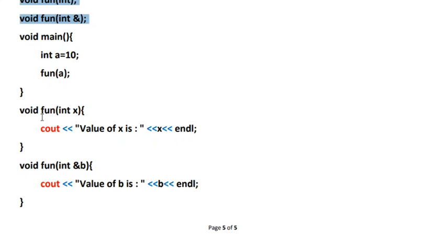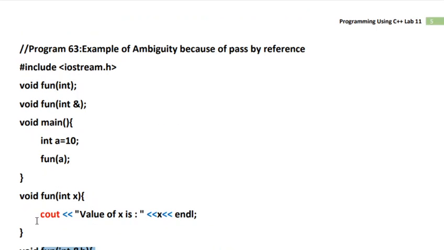Here you see I have a function definition for a function that takes in the value of the variable and a function that takes an alias to the variable. Both are syntactically correct. So here the compiler will be in confusion as to which one to select. Here the compiler will not run the program, stating that there is a problem of ambiguity.